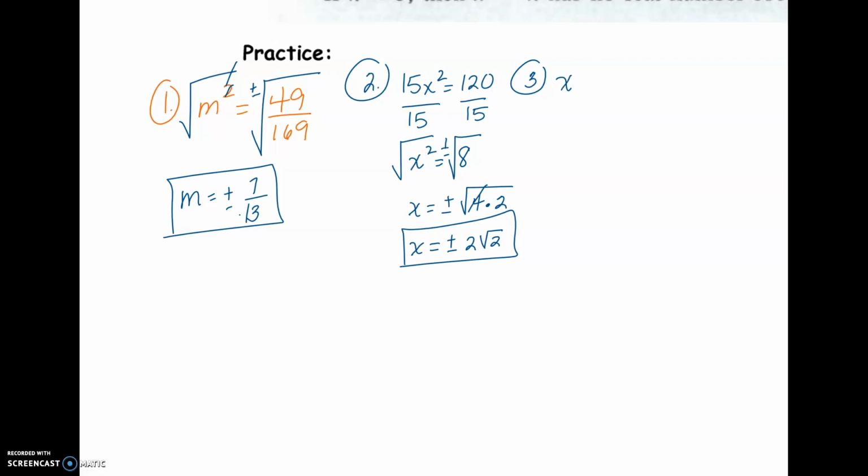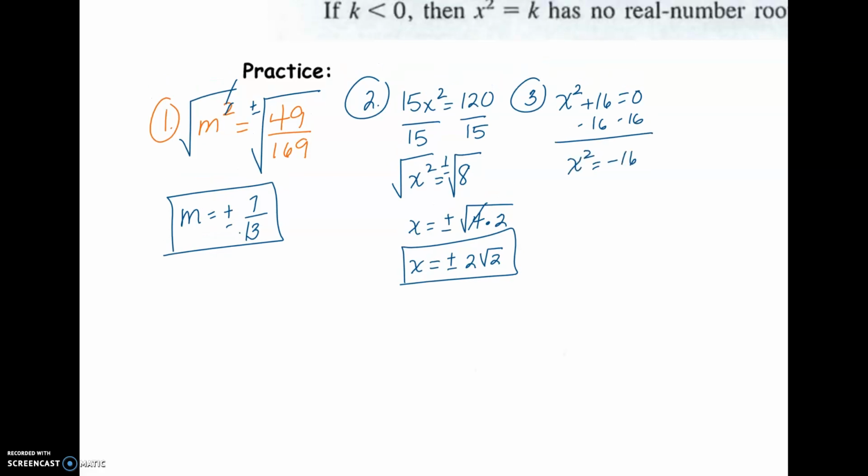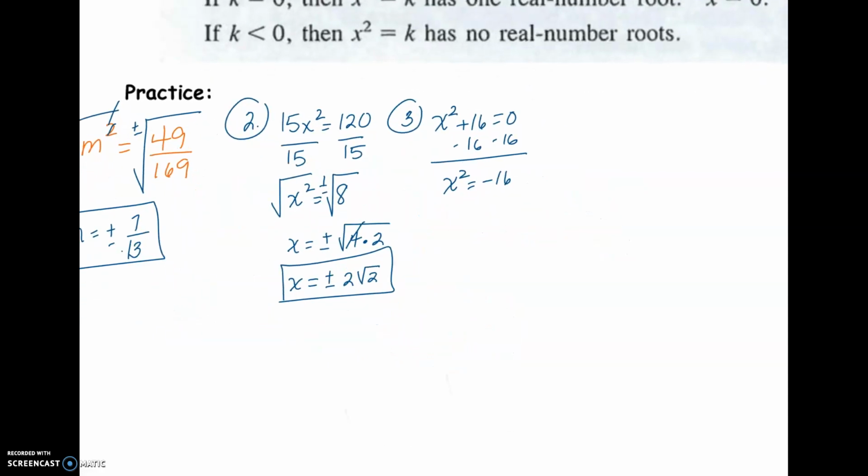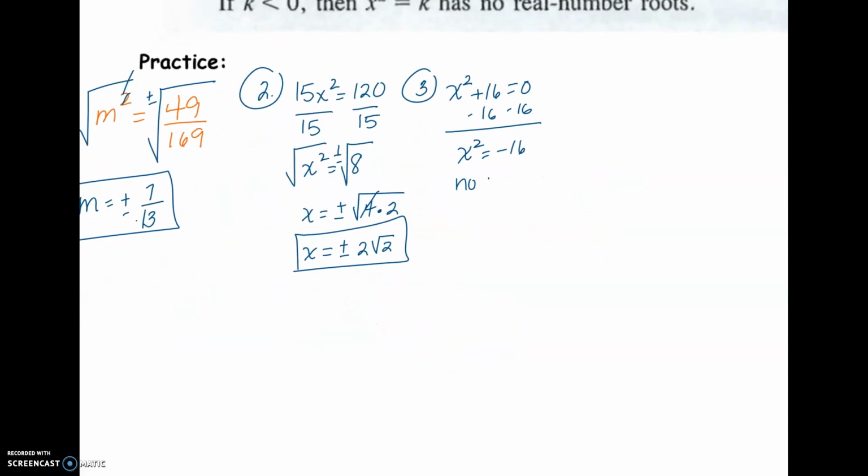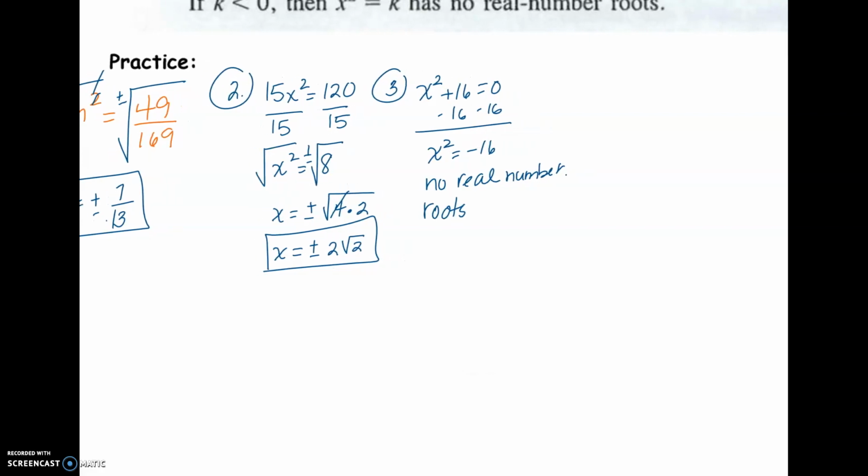And number 3, x squared plus 16 equals 0. We'll isolate x squared by subtracting 16. When we do, we see x squared equals negative 16. When we isolate it and it's less than 0, it's no real roots, so we don't do anything because you have not learned about imaginary numbers yet. Real number roots. Okay. We're going to look at one more and then I'm going to let you do some practice.